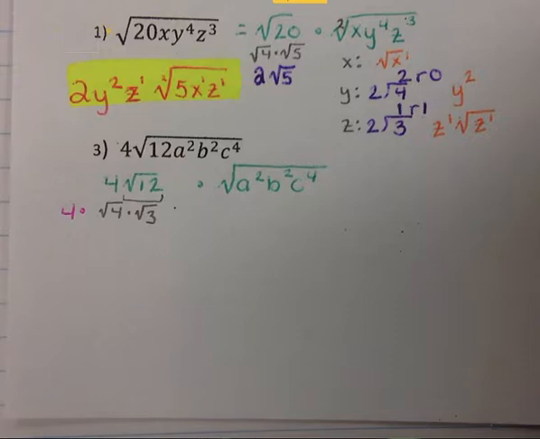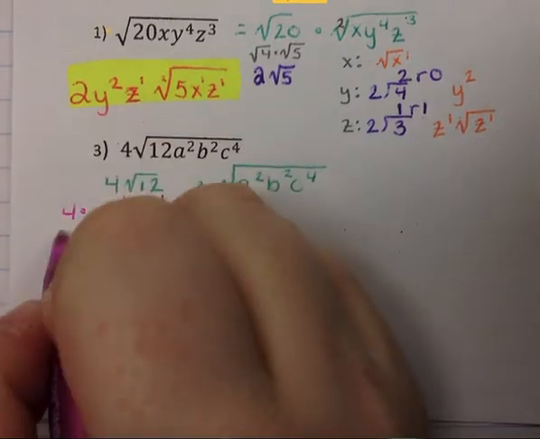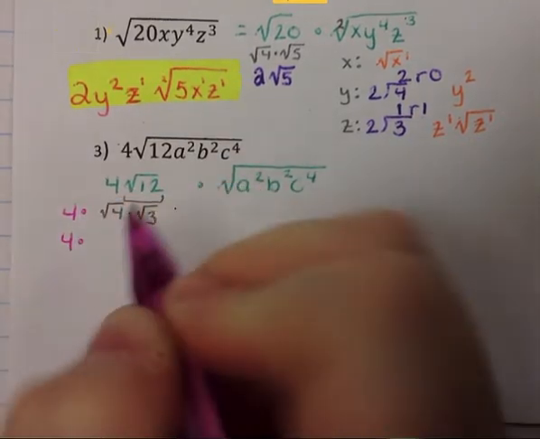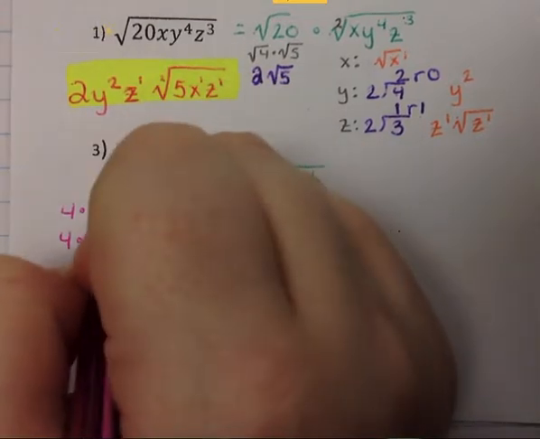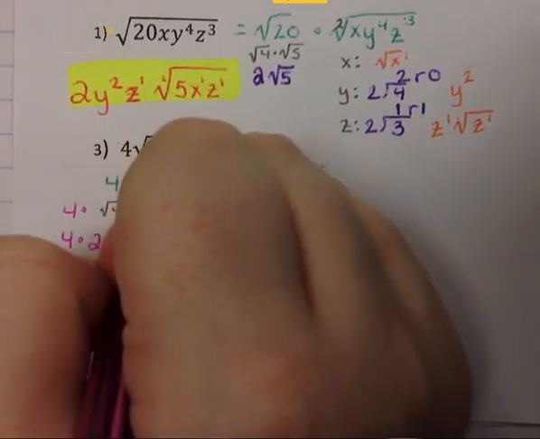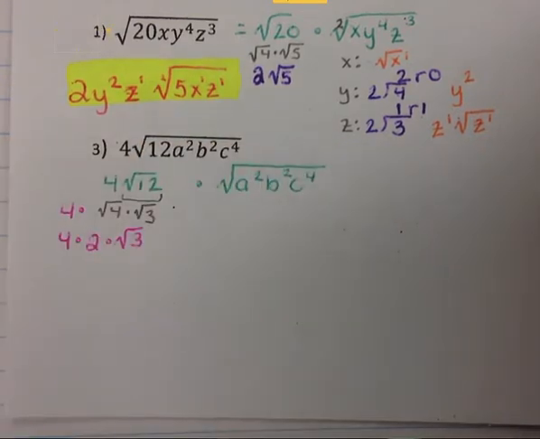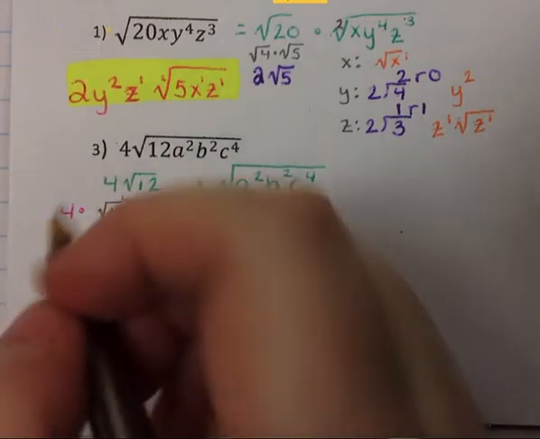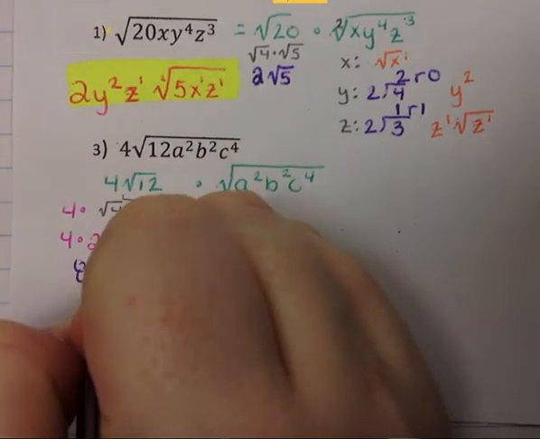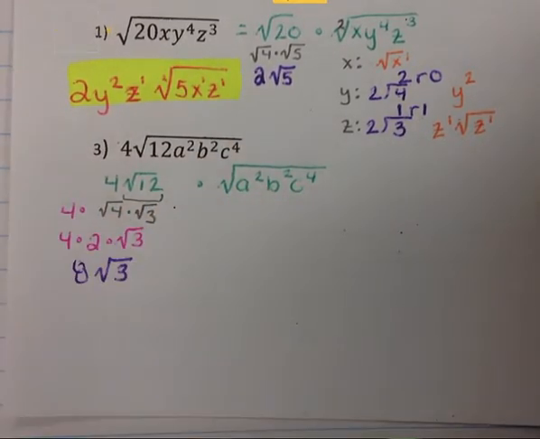So what we have here is 4 from the original coefficient times the square root of 4, which is 2, times the square root of 3. So our number, we're just going to write our number out, becomes 8 square root of 3. That's just our number. Now we're going to do our letters.